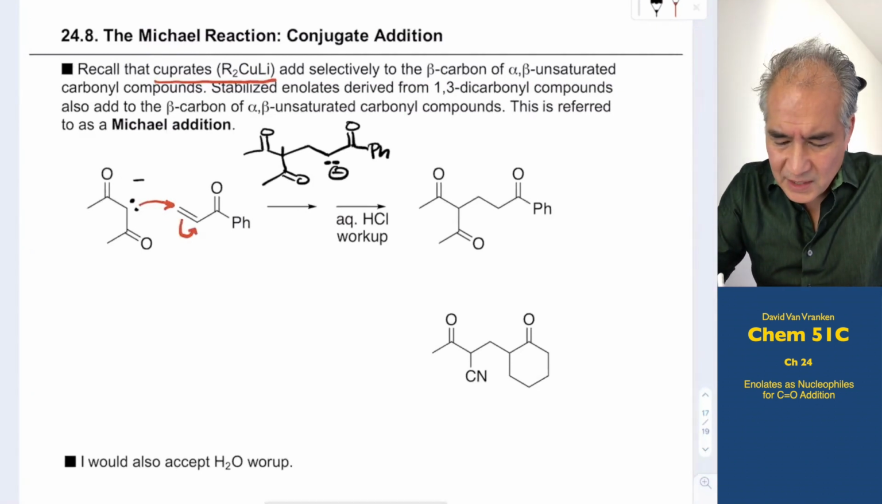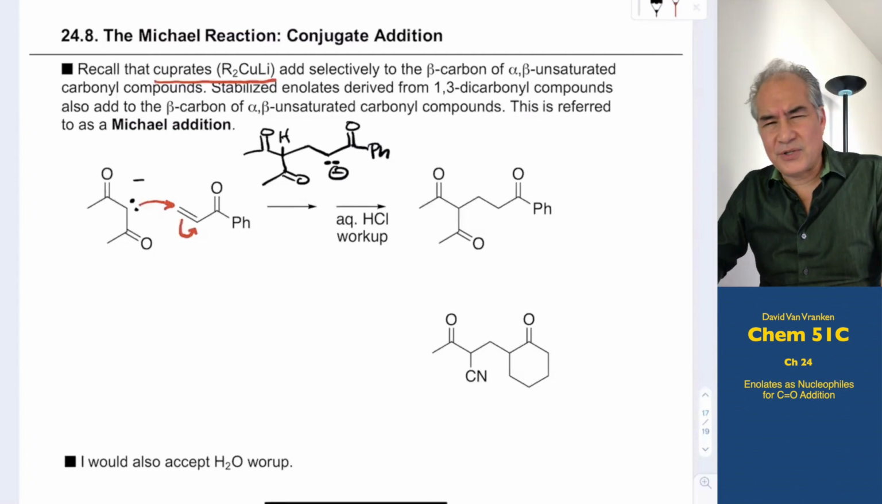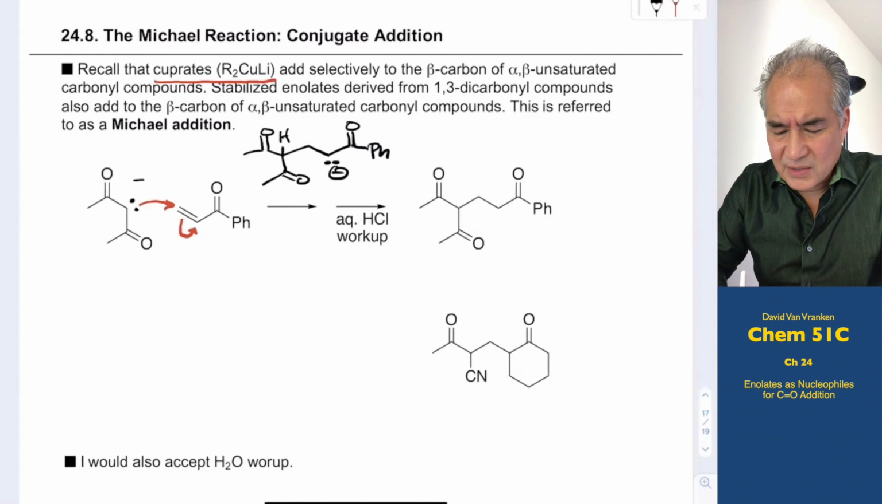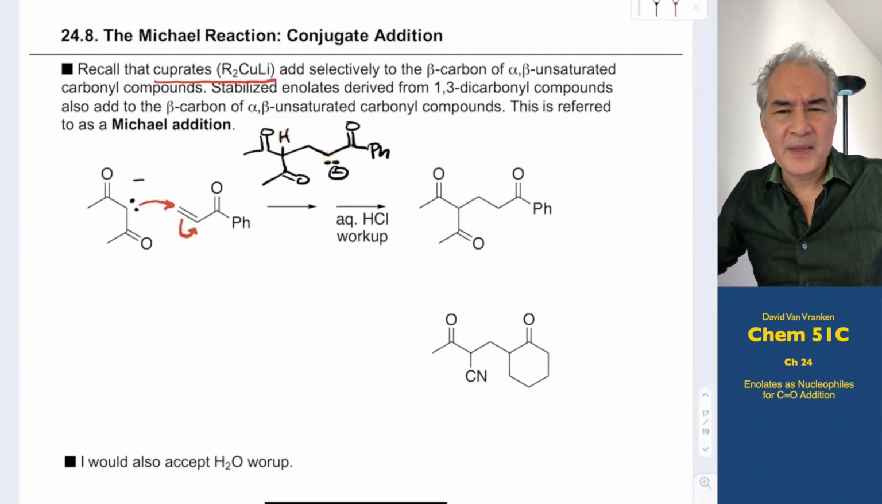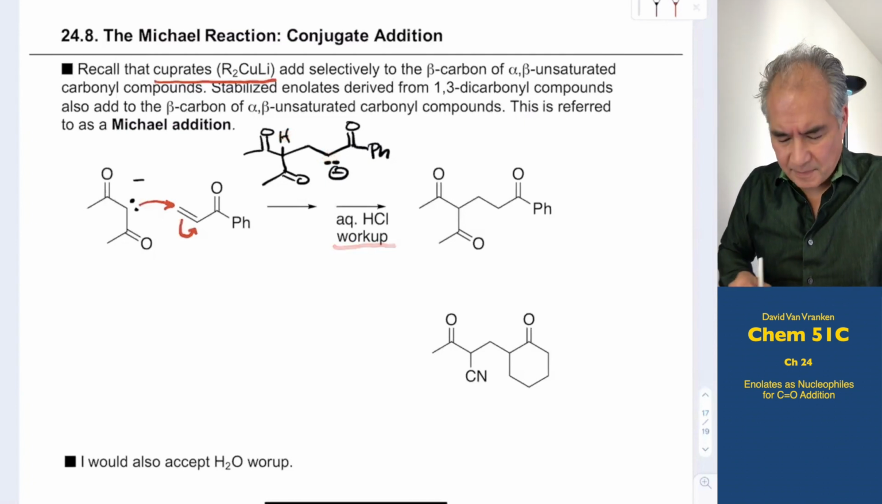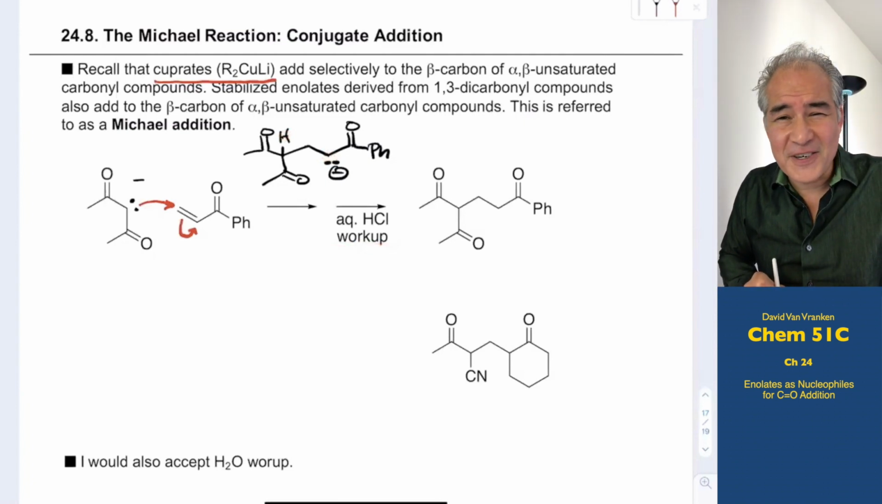There's protons over here that are still more acidic than the enolate you just generated. And so you have to worry about exchanging enolate protons so that you take the proton over here and transfer it over to here, and then you've got an enolate that's so stable that you have to work it up with HCl instead of just water. So I'm specifying an aqueous HCl workup here. The book doesn't do that, unfortunately.